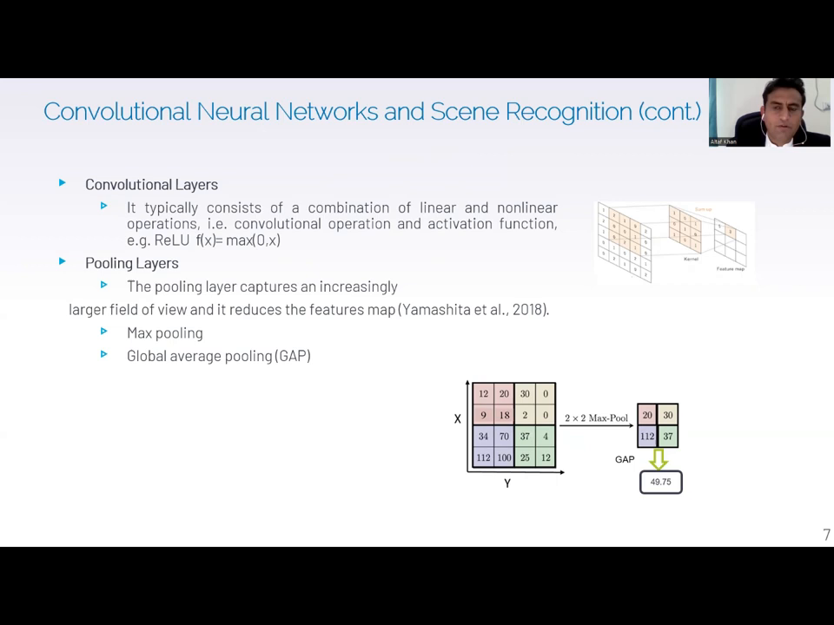The pooling layer is here to reduce the size. We pool the data. That's the second figure. We apply a 2x2 max pooling operation and global average pooling operation. Max pooling means that we take the maximum value in each 2x2 grid. So first was 20, then 30, 112, and 37. Global average pooling is actually taking the combination of the output and taking the average value of that.